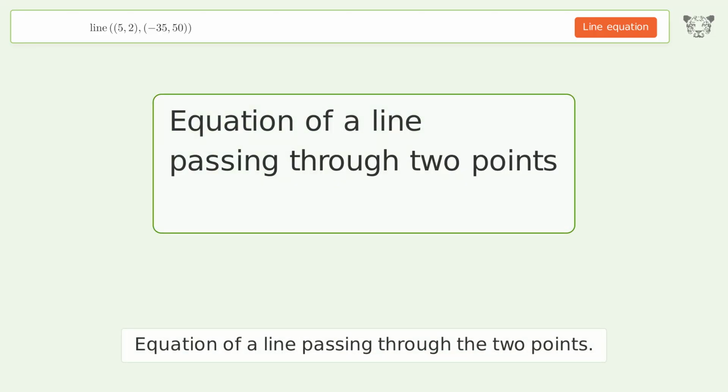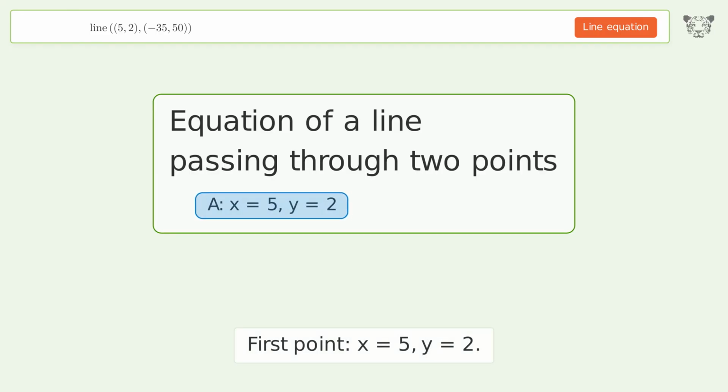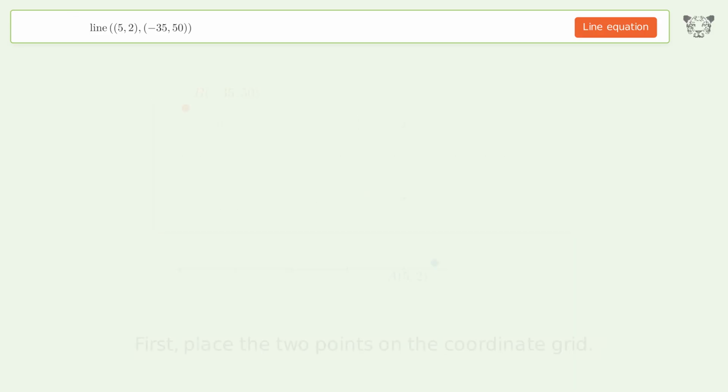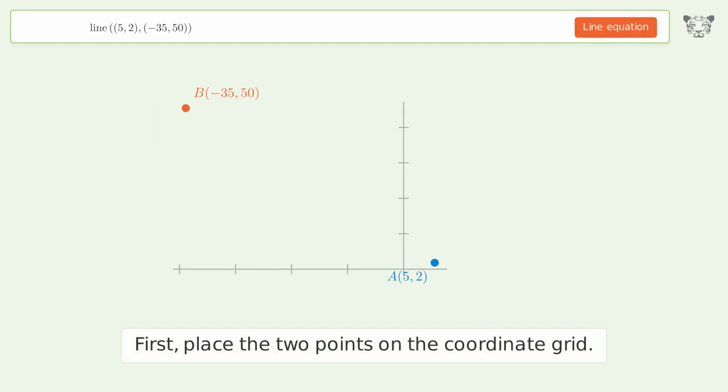Equation of a line passing through 2 points. The first point has x equals 5, and y equals 2. The second point has x equals -35, and y equals 50. First, place the 2 points on the coordinate grid.